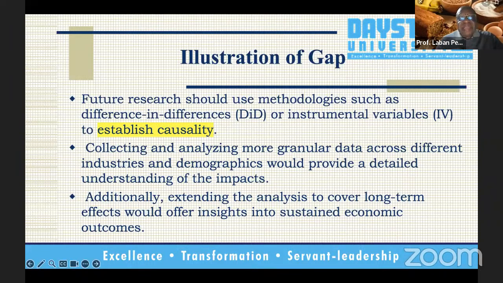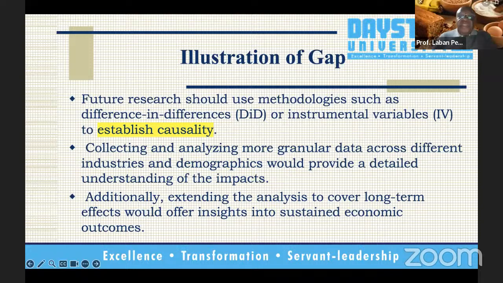Because you are giving an evidence gap, you are filling an evidence gap. Then additionally, extending the analysis to cover long-term effects would offer insights into sustained economic outcome. Again, you can't do a cross-sectional study, walk into a factory, take data, walk out, and you are telling us this is the evidence of the relationship between employment, employability rates, and wage increases.